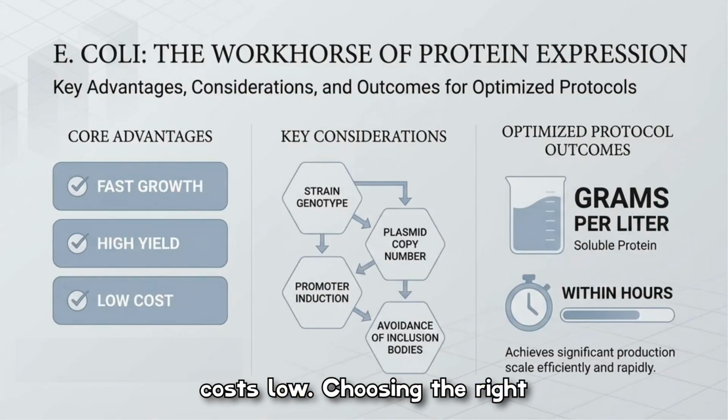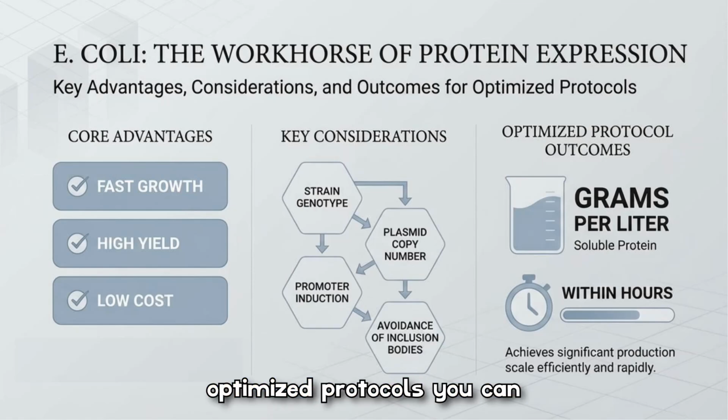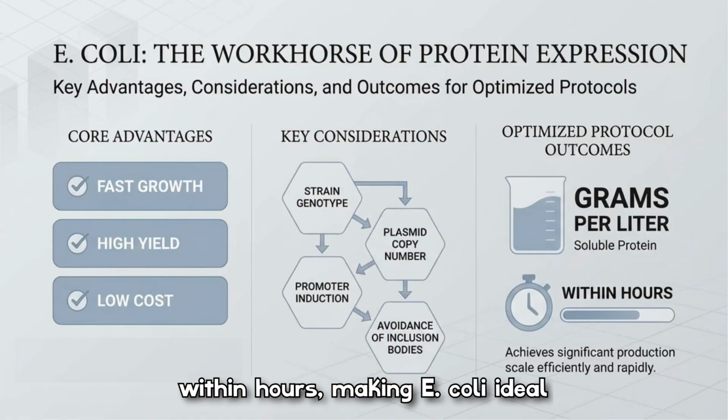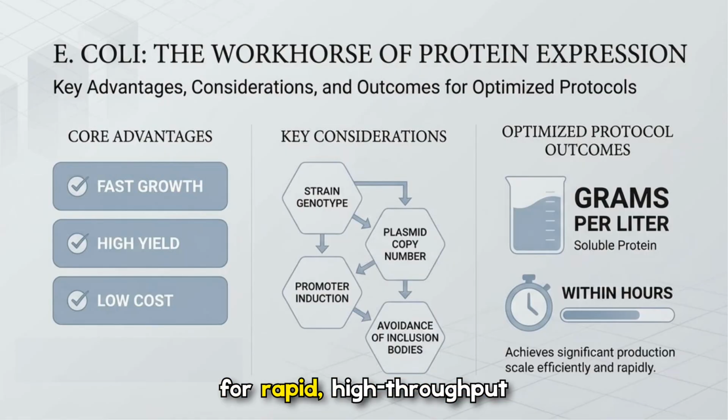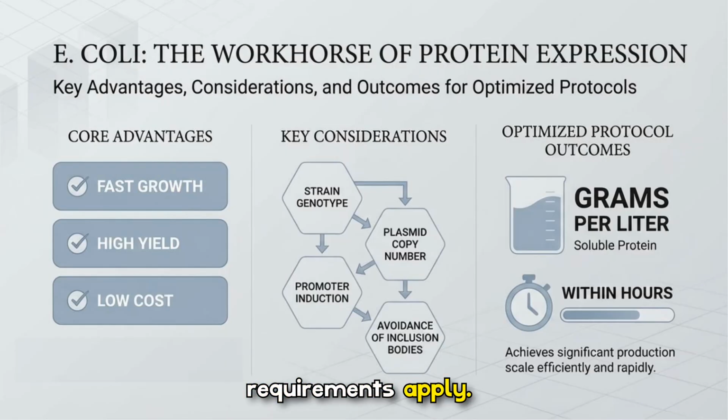E. coli is often the workhorse for expression, because it grows fast, gives high yields, and keeps costs low. Choosing the right strain, plasmid copy number, and induction strategy helps avoid inclusion bodies and maximizes soluble product. With optimized protocols, you can reach gram per liter titers within hours, making E. coli ideal for rapid, high-throughput production when simpler folding requirements apply.